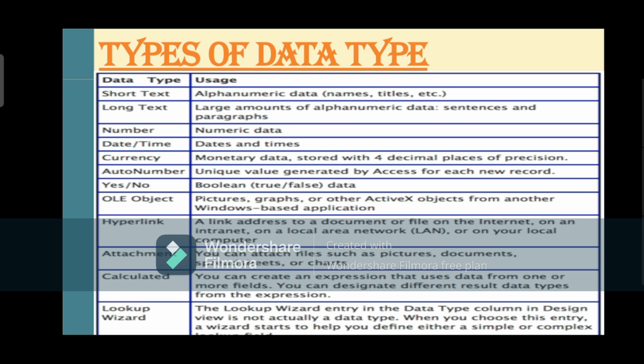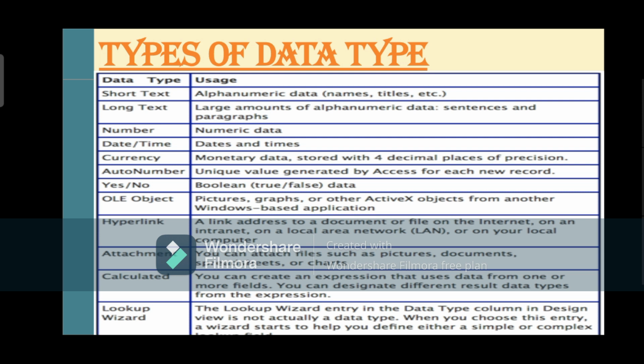Next one, Yes/No data type. It is also known as Boolean data type, which can accept only two values, true or false, yes or no. Okay. Next one is the OLE data type. Generally OLE data type is used to represent pictures, graphs or other ActiveX objects from another Windows based applications.